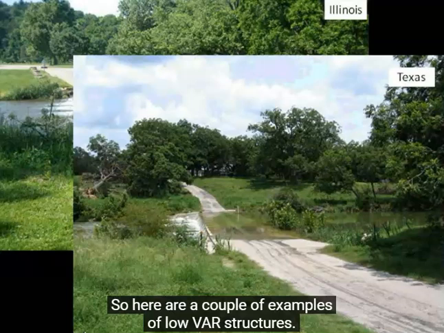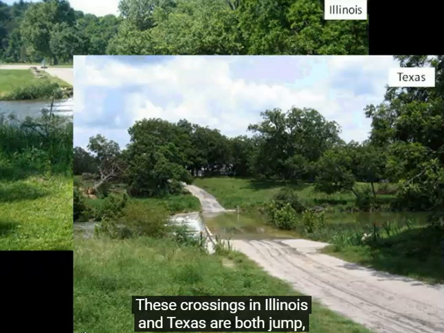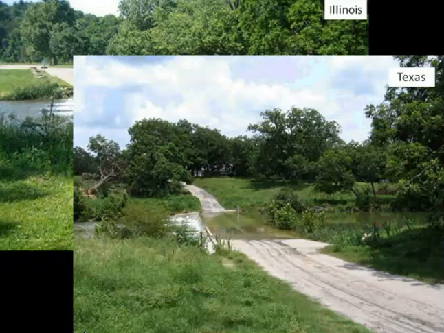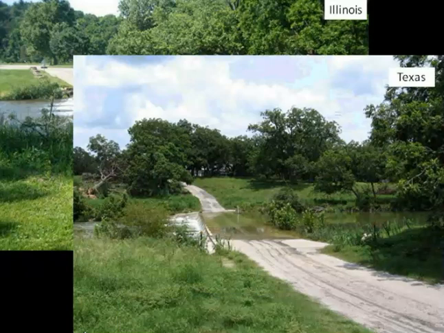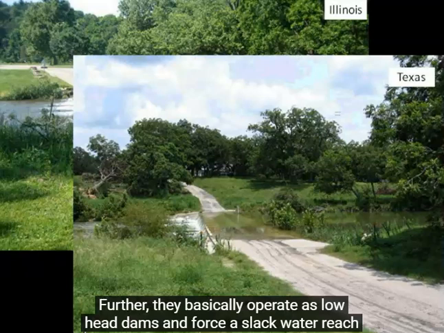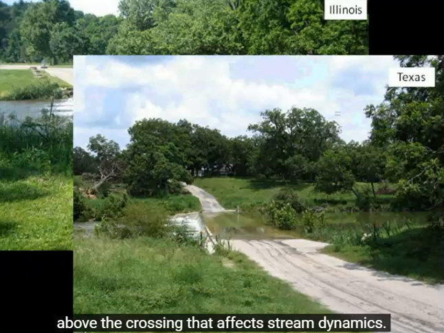So here's a couple of examples of low VAR structures. These crossings in Illinois and Texas are both jump, depth, and velocity barriers to migratory aquatic organisms. Further, they basically operate as flowhead dams and force a slack water reach above the crossing that affects stream dynamics.